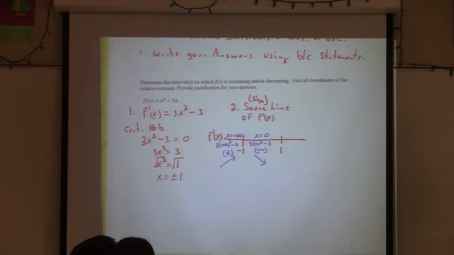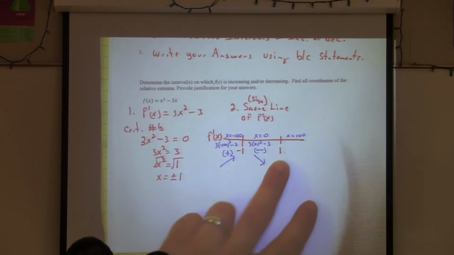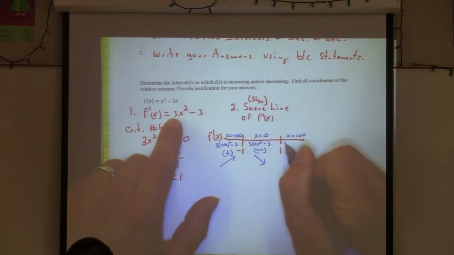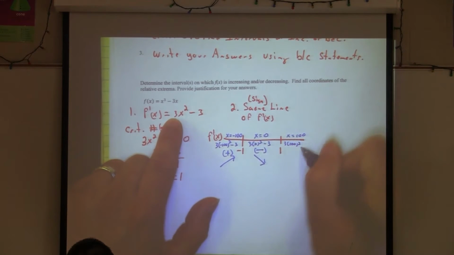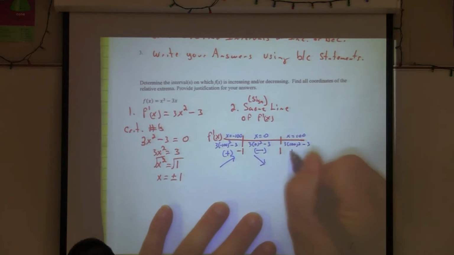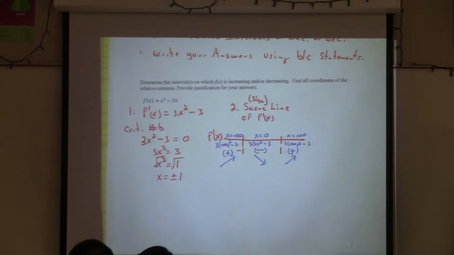Pick a number on the right side of 1. 100? 28? Whatever number you want, it doesn't matter as long as it's on the right side of 1. So 3 times 100 squared minus 3. What are we going to get there? Positive value, therefore the function is what? Increasing.